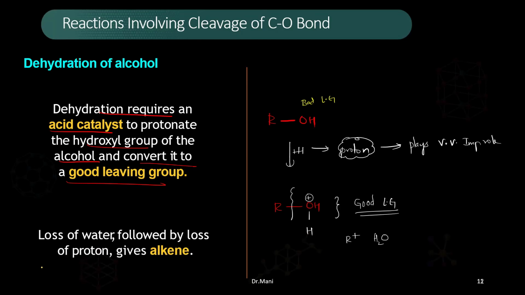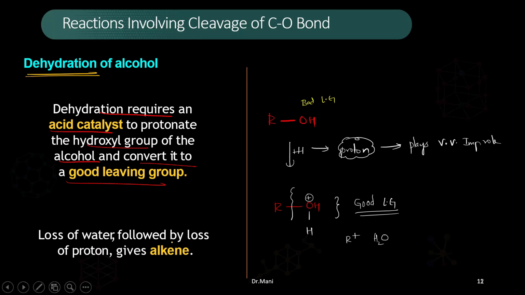Okay. So see here, ROH is a very bad leaving group. We are converting this bad leaving group into the good leaving group with the help of a proton. But where do you get this proton? You will get it from the acid catalyst. There will be some reagents you will be using, and those reagents will supply the protons. When the proton is supplied, the OH will convert into the water molecule and leave. As the water molecule is leaving, it is called the dehydration of alcohols. The loss of water followed by the loss of proton gives the alkene.